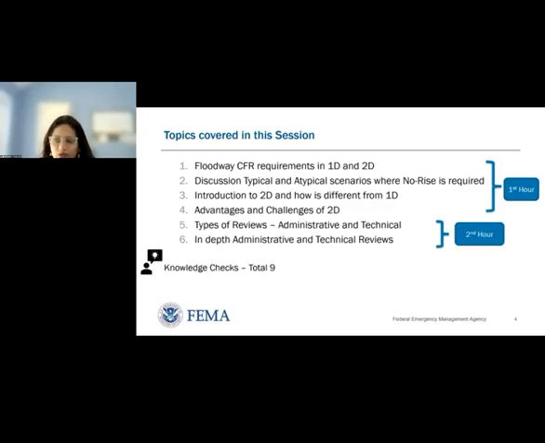We have 9 total checks, so all those questions will pop up as a poll, and we would like you to answer them, and we'll explain whether what's right or wrong.